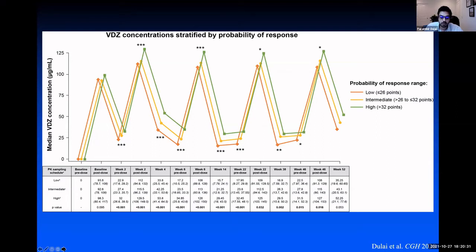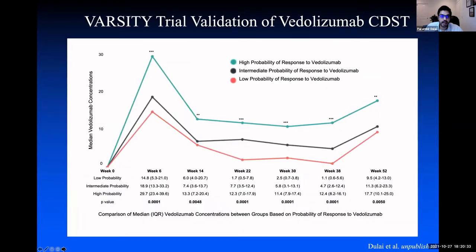Now, we wanted to take this one step further, and so recently we actually validated this in Varsity. So Varsity is the head-to-head trial of vedolizumab versus adalimumab, and we were able to demonstrate that the tool does predict measured vedolizumab drug exposure concentrations. So here the teal bar is the high probability, black is intermediate, and red is the low probability, very significant differences throughout the 52 weeks of the study.